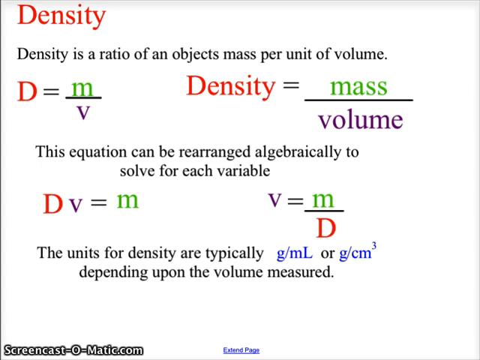So that is the equation. Density equals mass over volume. And this equation can be rearranged to density times volume equals the mass, and likewise volume equals mass divided by the density. Now for our purposes here in chemistry, we are typically going to use grams per milliliter or grams per centimeter cubed depending on how the volume was measured. So once again, grams over milliliters or grams over centimeters cubed based on what values we are using.